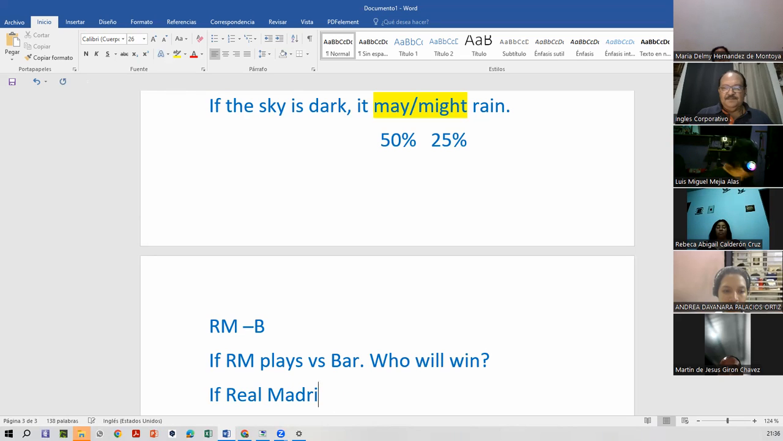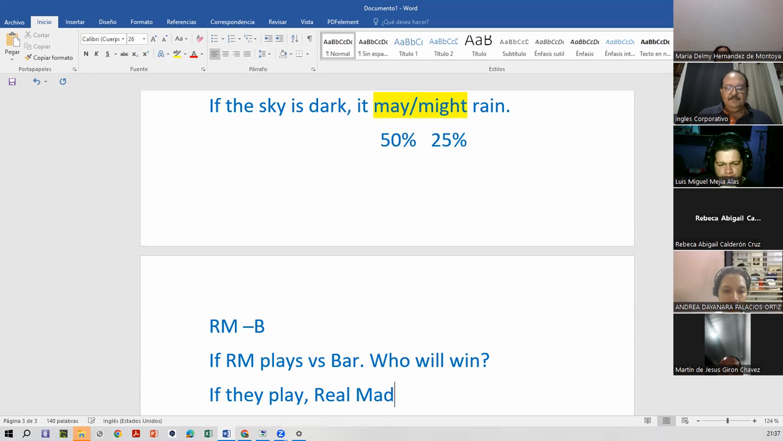Okay, this is my prediction. Real Madrid, no. I'm gonna use, if they play, they play, comma, Real Madrid may win. Because in this moment, probably Barcelona is going down for some players. They are not complete. They have this and that, right? And Real Madrid is supposed to be a little bit better in this moment, right? But this is a possibility, 50-50.